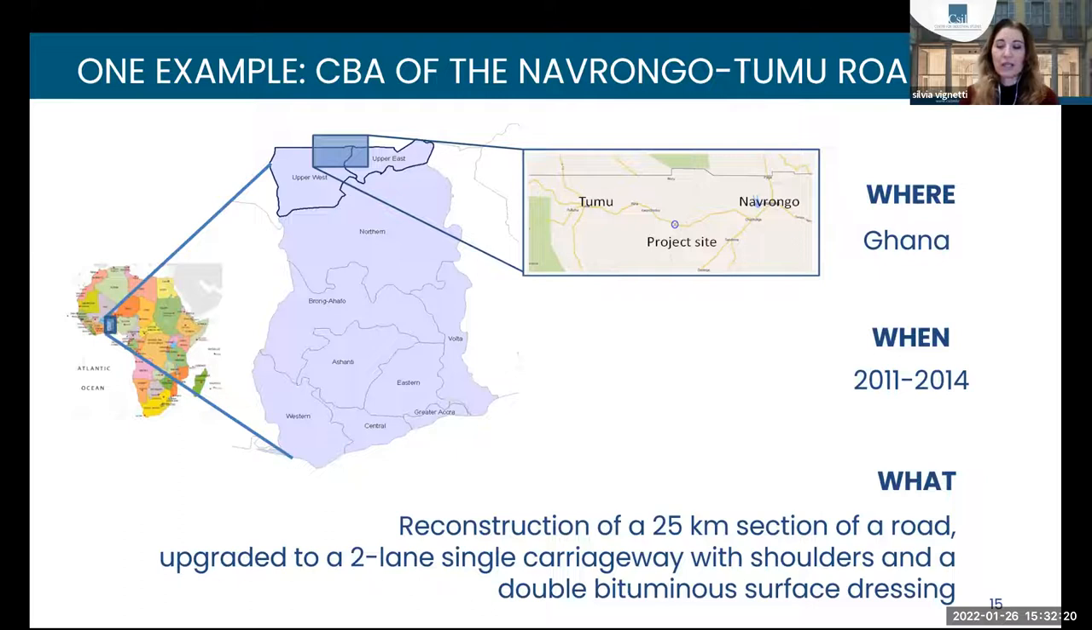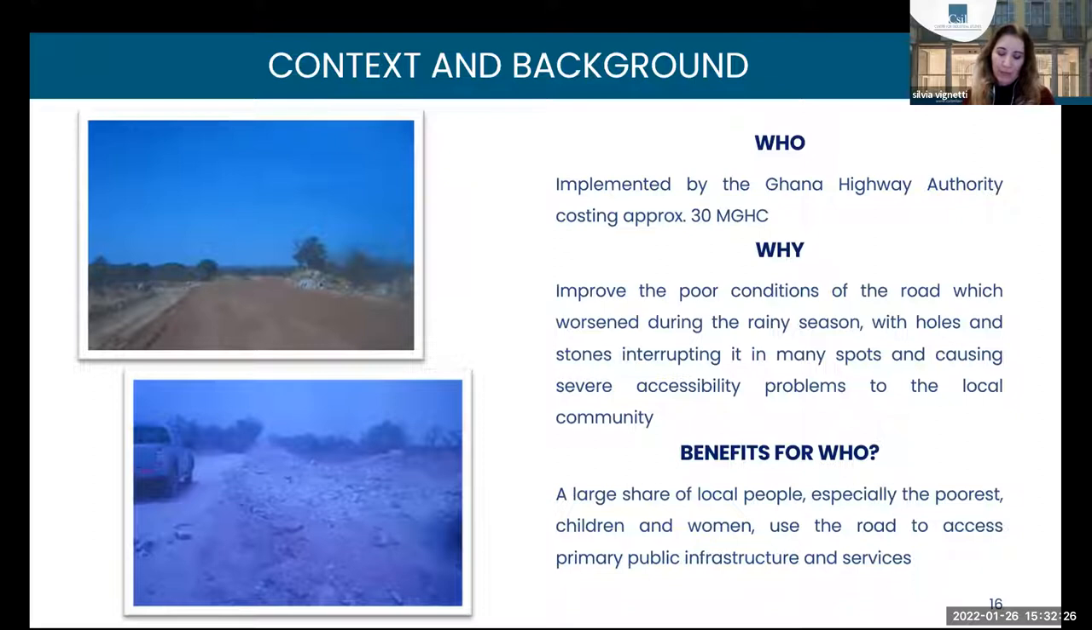The situation was this one. So you see that the road was in a very poor condition. And during the rain season, in some of the places, you had stones, you had big holes. And during the rain season, it got melted and it got very difficult for the people to use the road.